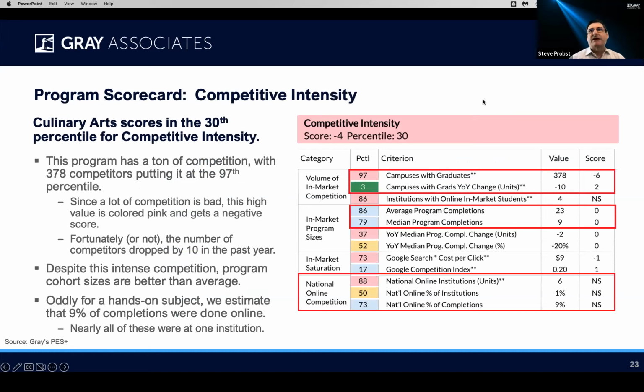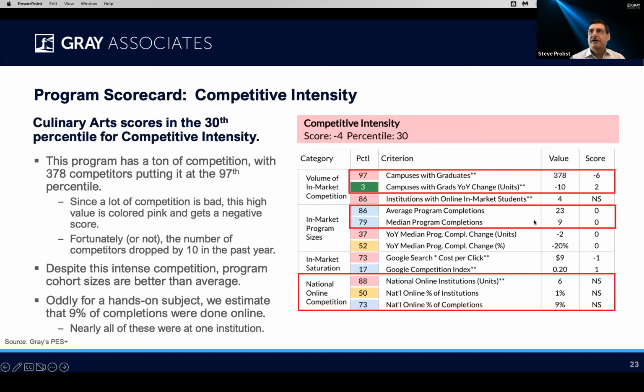Continuing with culinary, now let's look at competition. The first thing is how much is there? 378 schools reported graduates in this program at the associate or certificate level. That's the 97th percentile. There's a ton of them compared to the average program. And so we ding it in the scoring because a lot of competition makes your life tougher. It's hard. You're competing with more schools for those same students. The somewhat good news here is the number of campuses with this program dropped by 10 year over year. We treat that as a good sign because it means there's less competition.